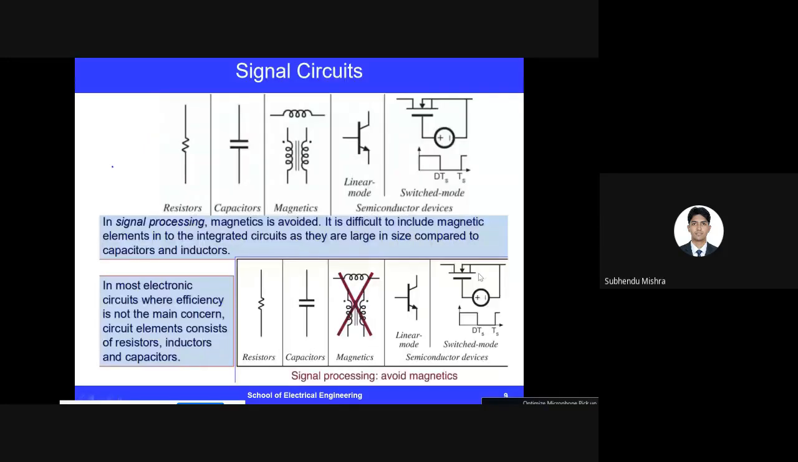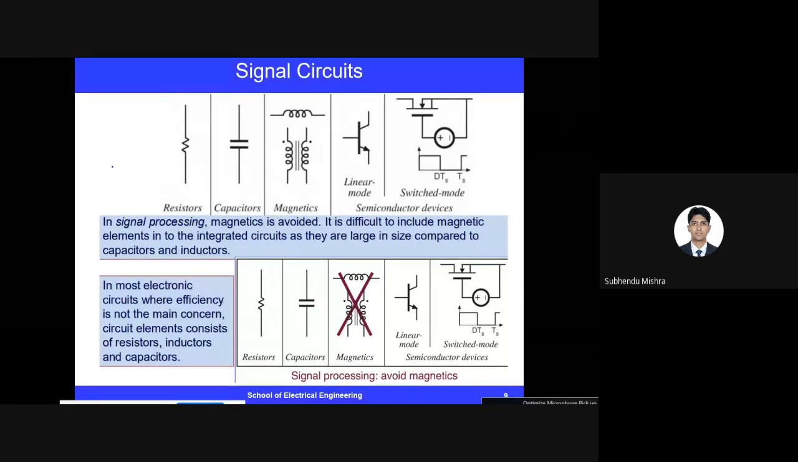applications. So there is a difference between the signal circuits and power circuits. In the signal circuits, we don't really care about the efficiency, because the voltage levels and the current levels in the signal circuits are low, right? So we can use resistors, and we can also use the transistors in the linear mode. But in case of power circuits, we cannot do that. In signal circuits, we generally don't use magnetics, or inductors. Why? Because inductors are heavy and bulky things.